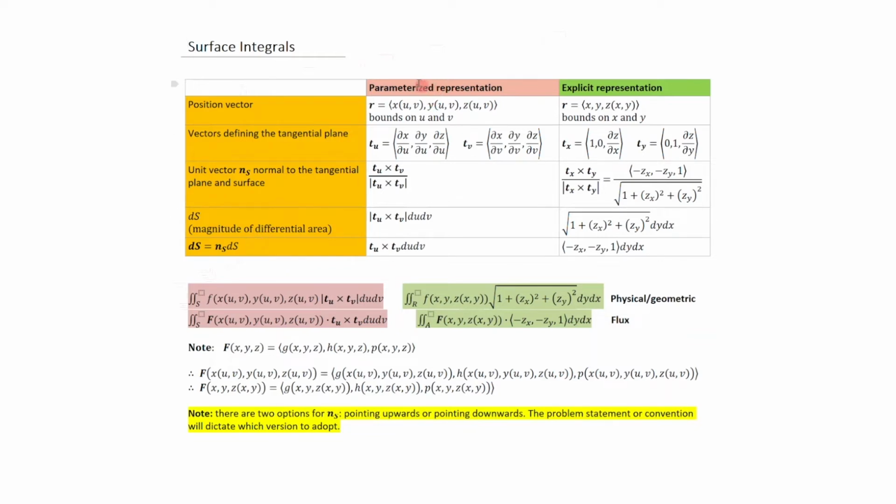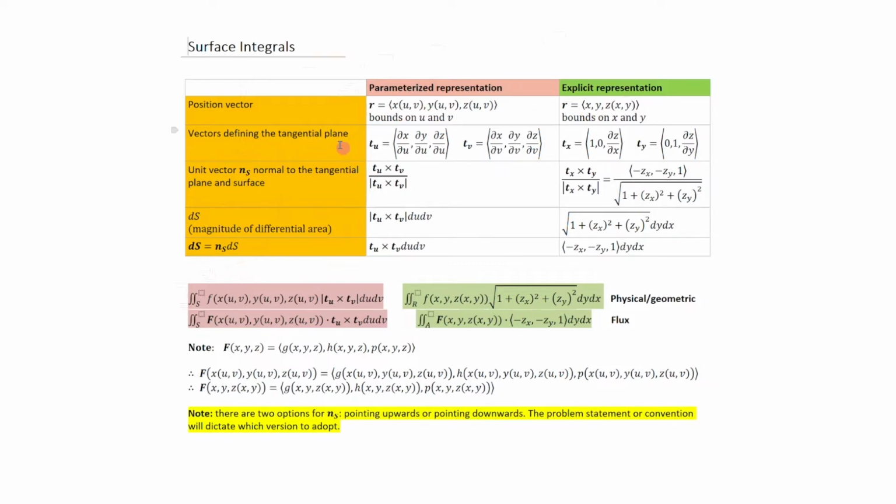Here we have a column for the parameterized representation of these entities, and in this column we have the explicit representation. Now, if we're trying to map out a surface, we need two variables. So here you'll notice u and v for the parameterized representation. For the explicit representation, z would be a function of x and y. So you'd have two variables, in this case x and y, in that case u and v.